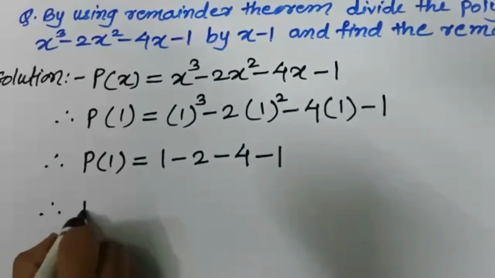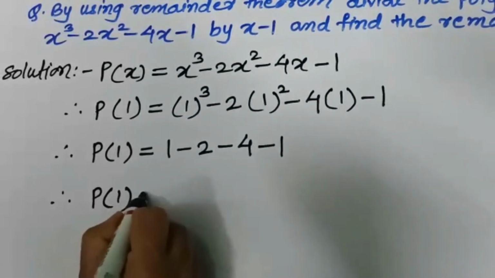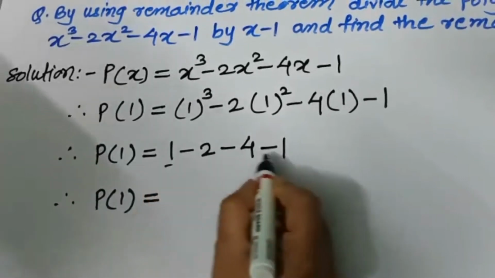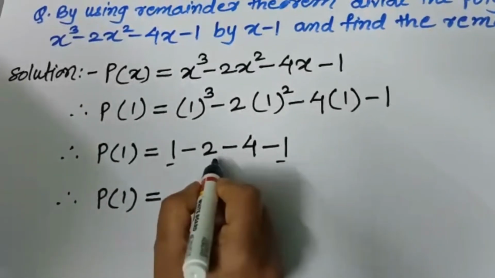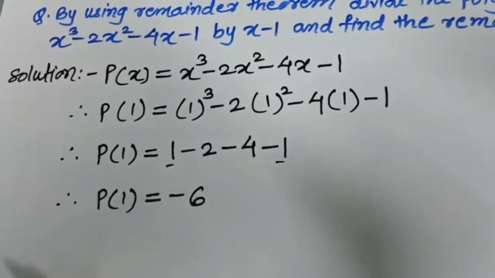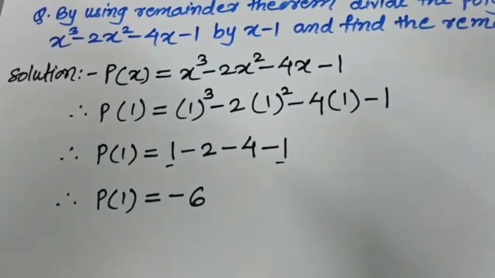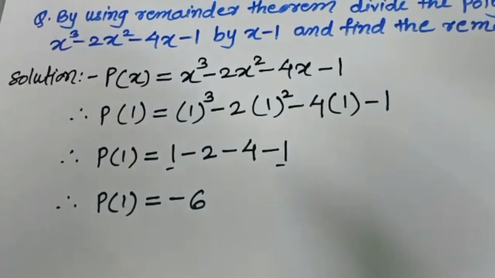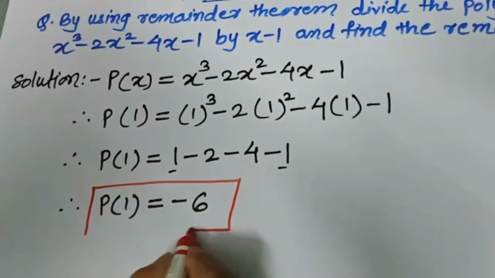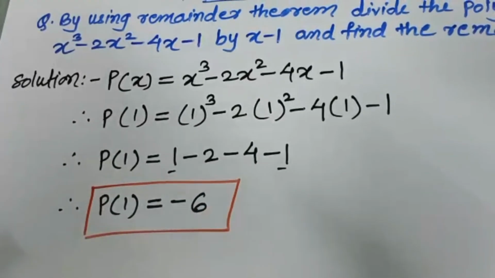So write therefore p of 1 is equal to, here plus 1 and minus 1 will cancel, and minus 2 and minus 4 together it is minus 6. So what is the remainder here? The value of this polynomial, which is the -6, is only the remainder of this division method.